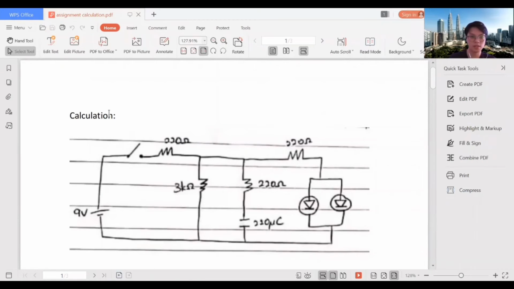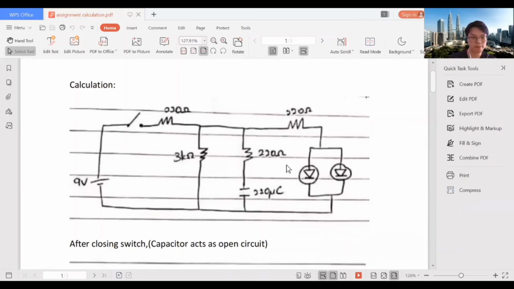Hi everyone, in this video I'm going to show you how to do the calculation for our project. So this is our circuit construction for our project. You can see here is the switch and then the resistors 220 ohm, 3000 ohm, and also the capacitor is here and 2 LEDs. For these 2 LEDs, we are going to show the functionality, so we will not take them into account in the calculation part.